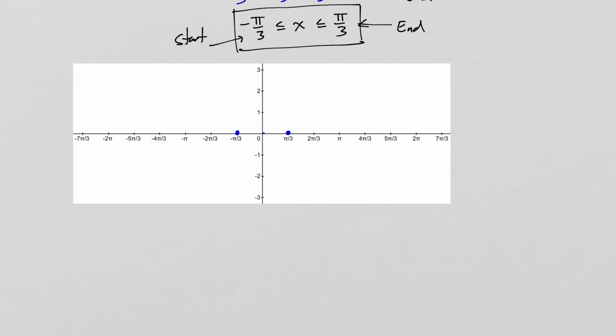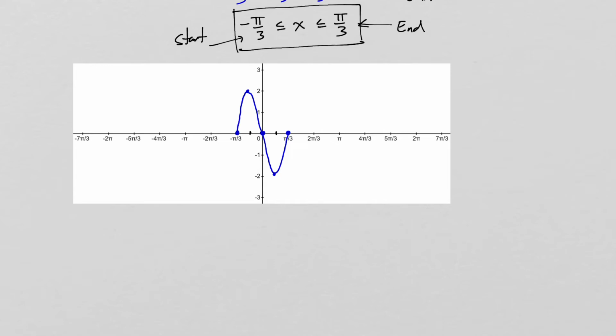We know that halfway in between the starting and the ending point, it also crosses the x-axis. And then halfway in between there, at these values, you're going to have your maximum value, which is 2, and your minimum value, which is negative 2. And then if I just sketch the curve, this is what we get. So that's our first cycle.